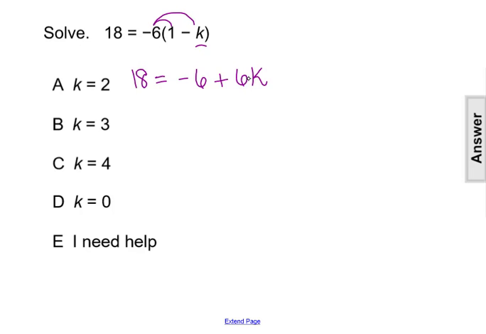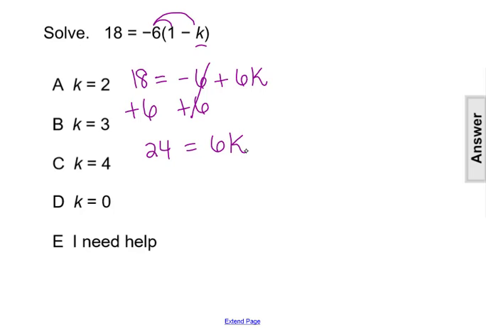It's being multiplied by 6 and subtracted by 6. So first we'll undo that subtracting 6 by adding 6 on both sides of the equal sign. So 18 plus 6 gives us 24. And then we've undone that subtraction, leaving us with 6k.